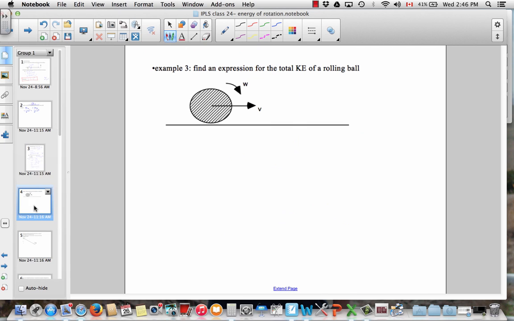So now an algebra challenge for you. Let's find the expression for the total kinetic energy of a rolling ball or a rolling sphere. Try repeating the previous process and simplifying the fractions. Pause the video, and then come back and we'll have a look at my solution. Try this on your own.